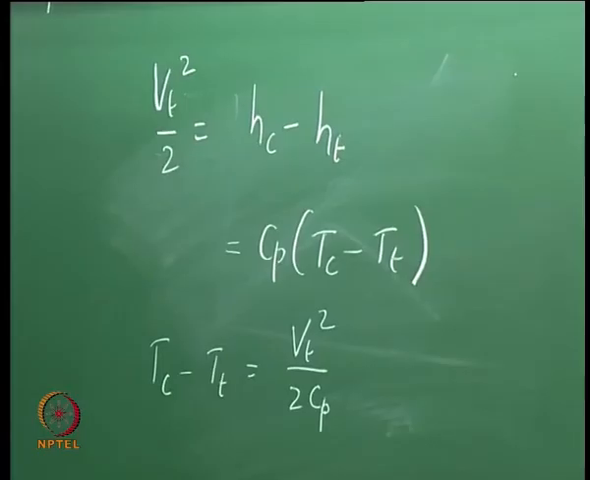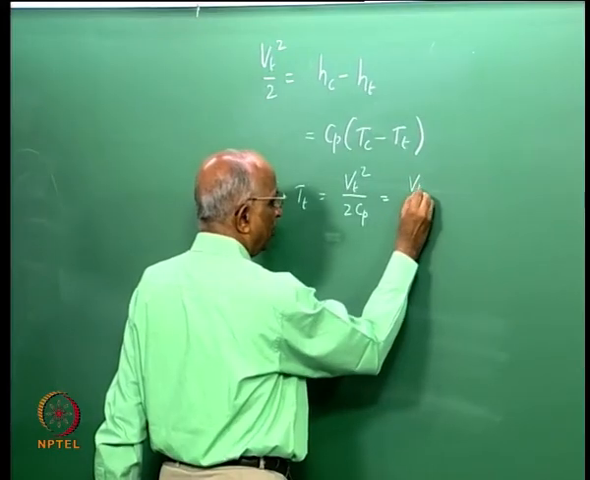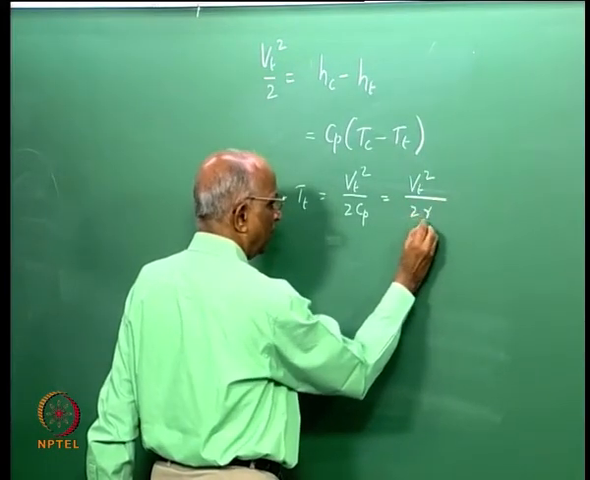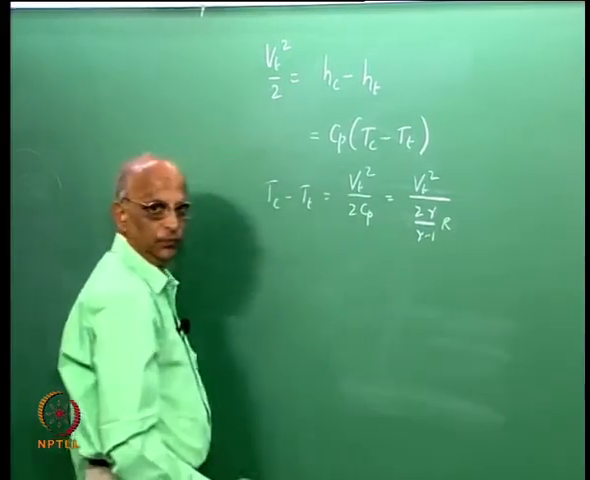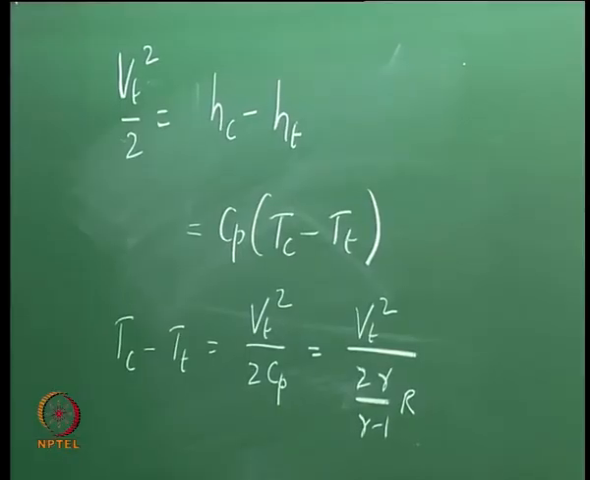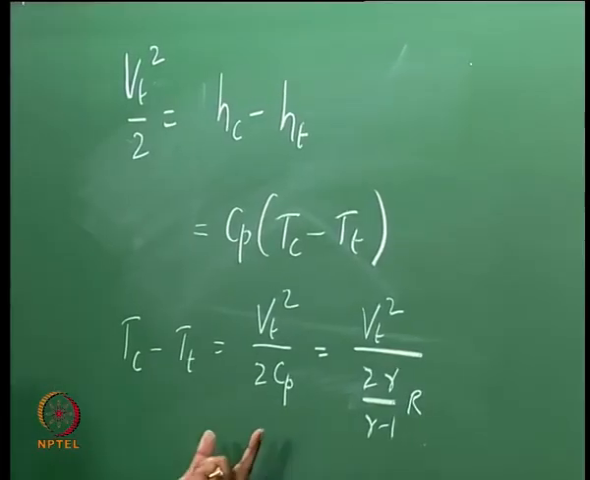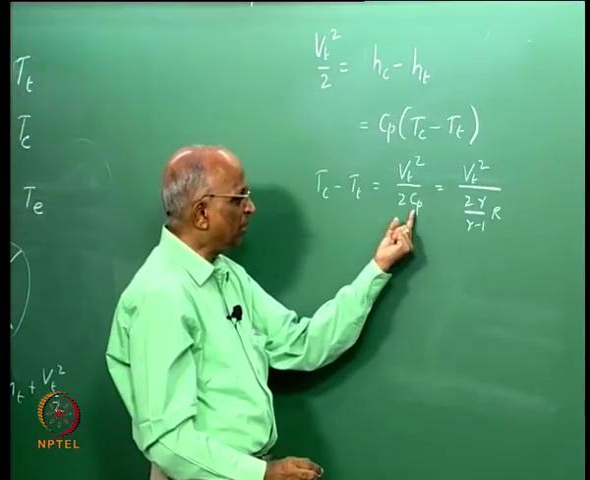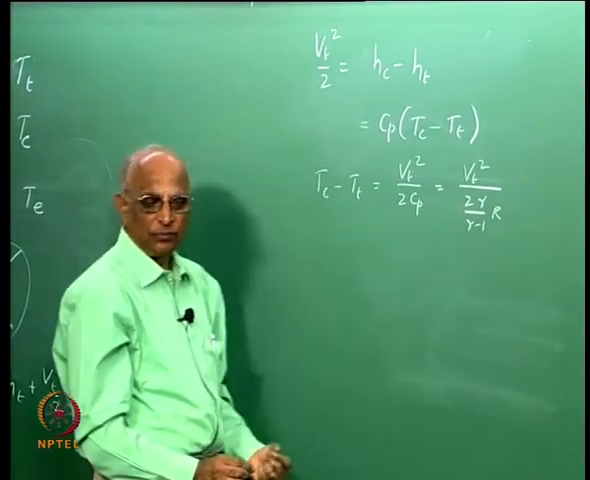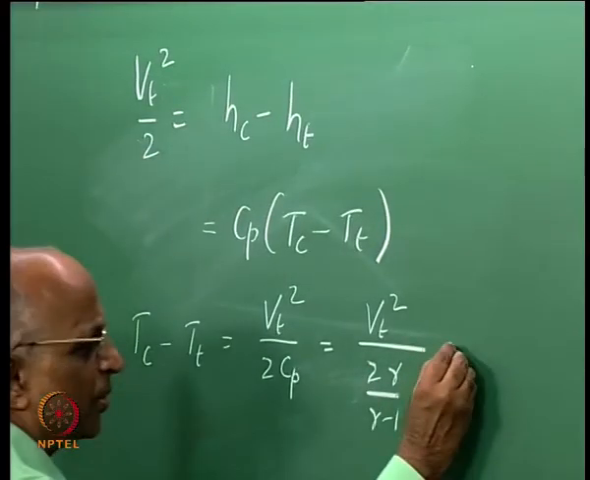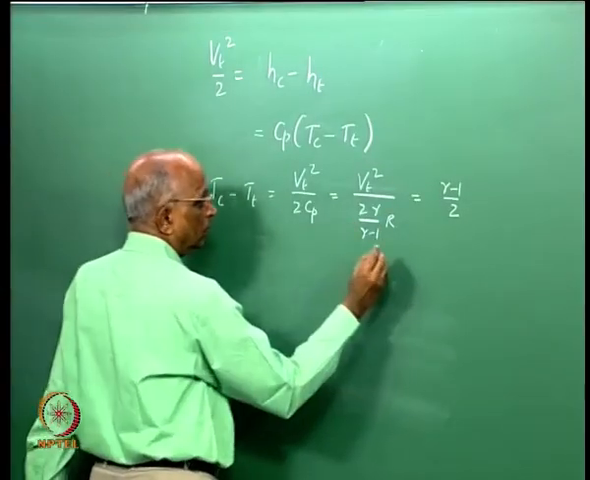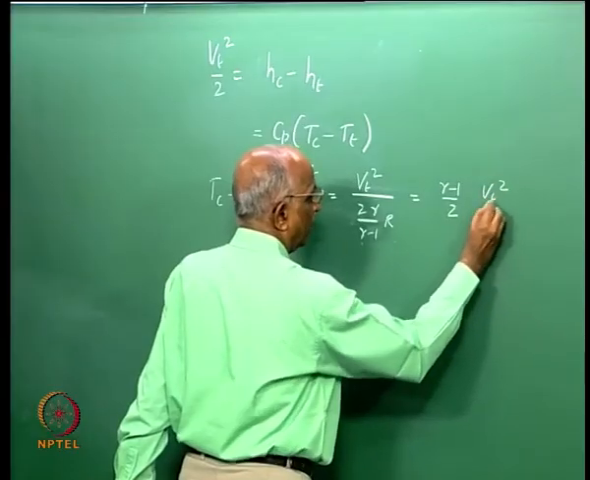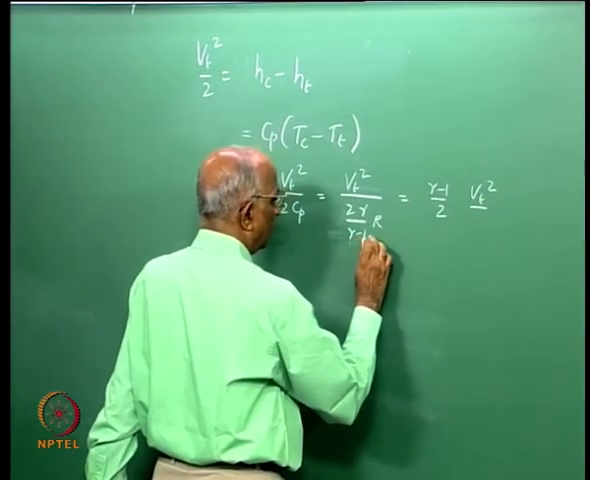Now, please, if there is anything, let me know. What is the value of Cp in terms of gamma? Vt square divided by 2 into gamma divided by gamma minus 1 into R. How did this come? We have derived it in the earlier class. Cp minus Cv is R, Cp by Cv is gamma, and therefore, Cp is equal to gamma by gamma minus 1 into R, and therefore, I can write this expression as equal to gamma minus 1 divided by 2 into Vt square divided by, what is it I get? Gamma R.